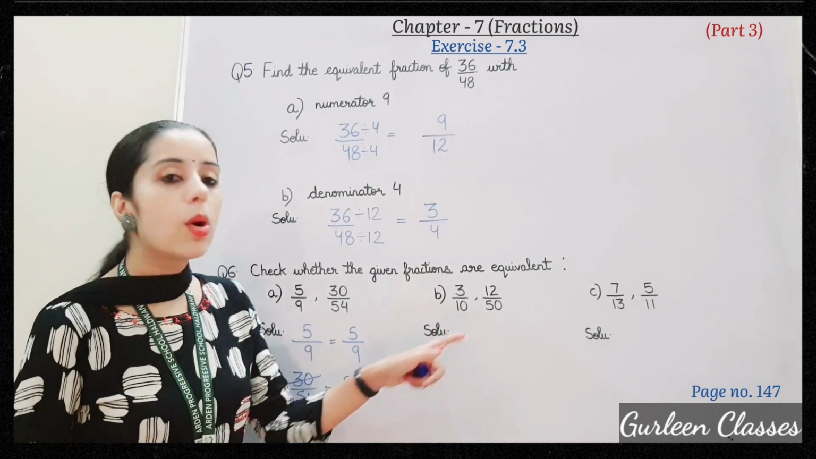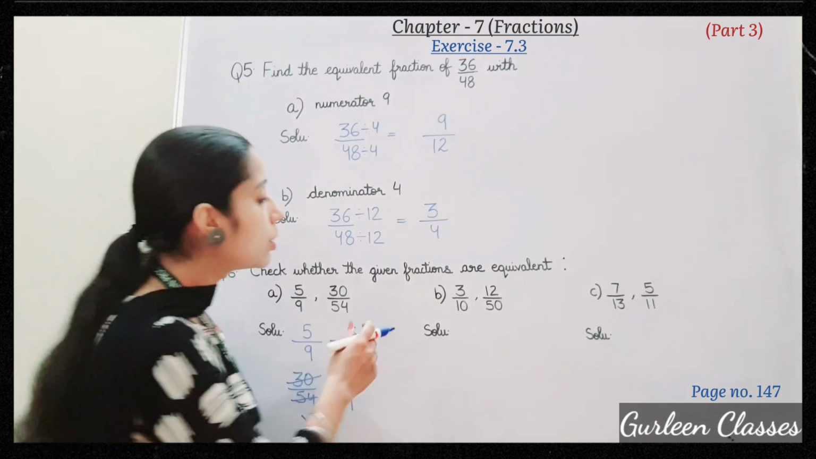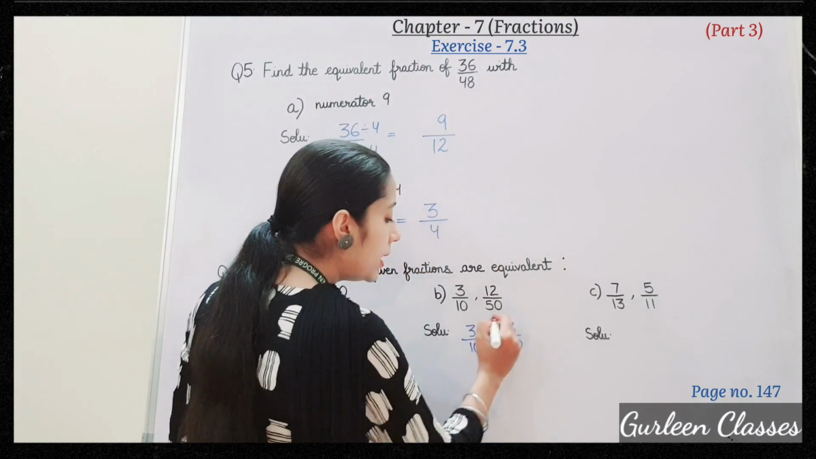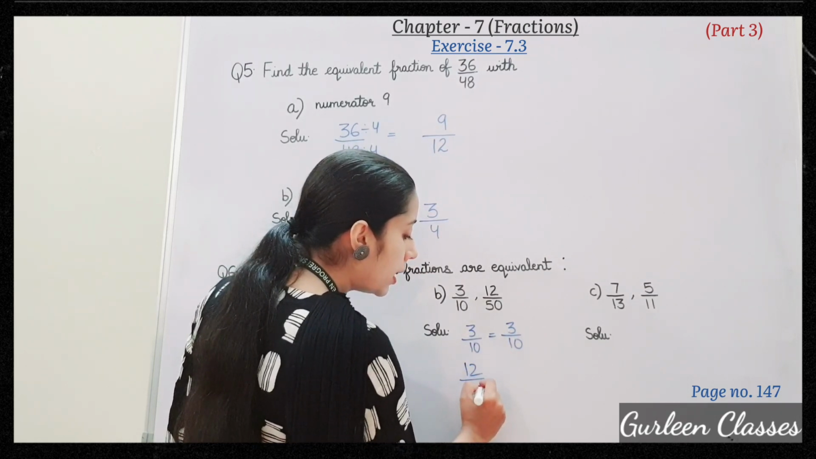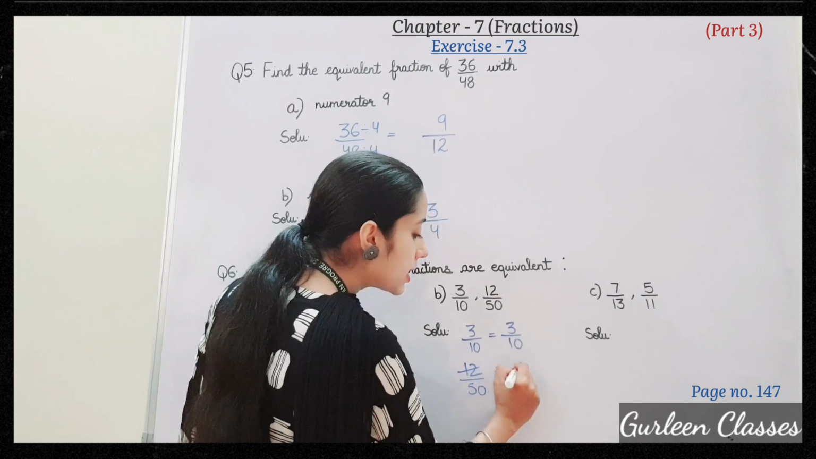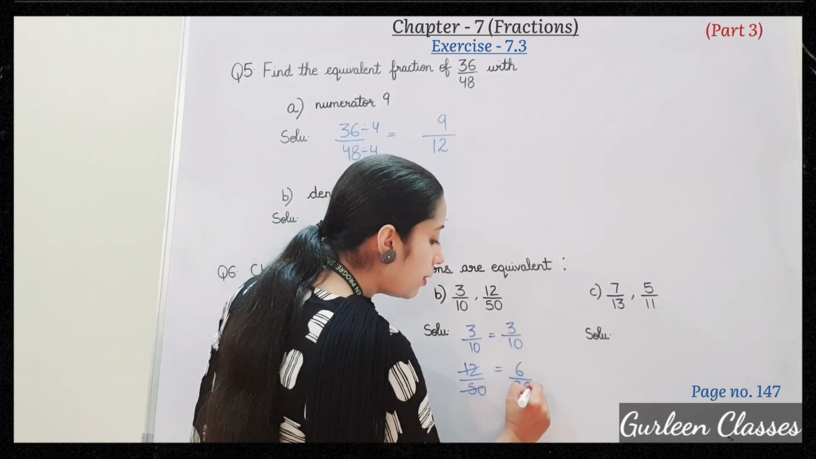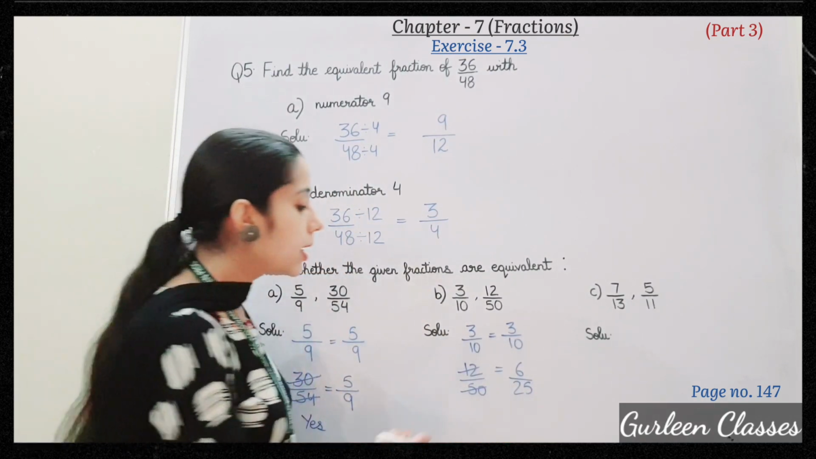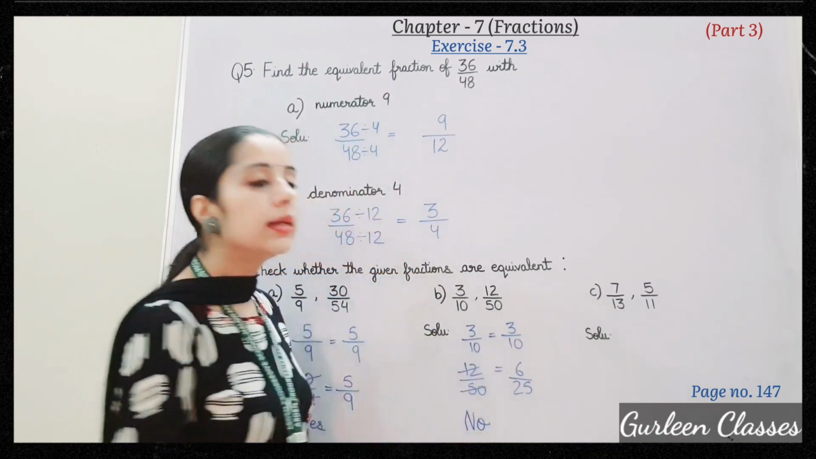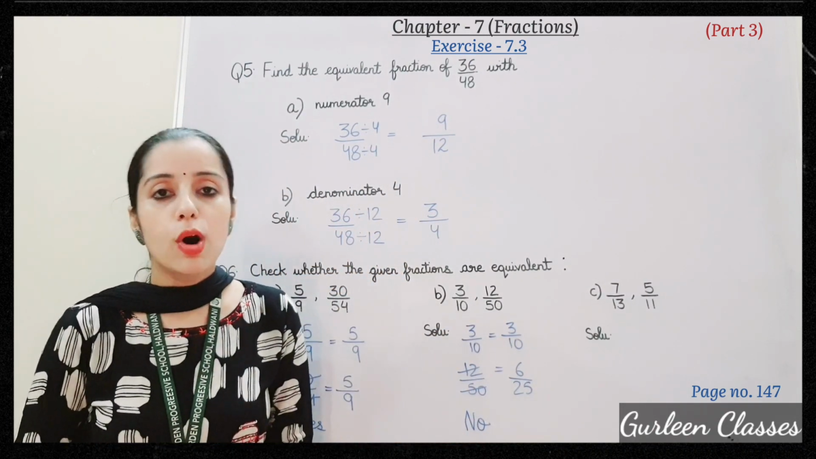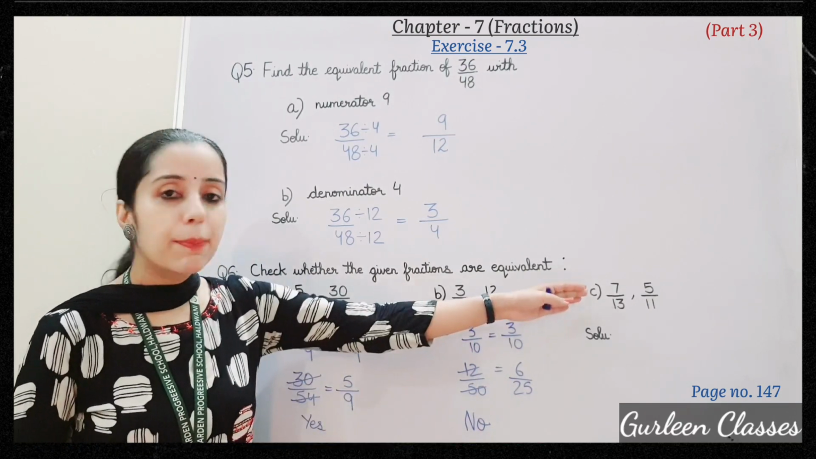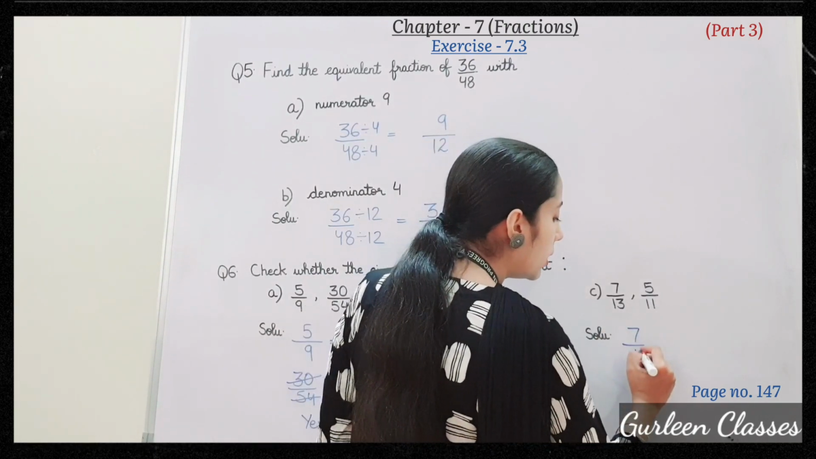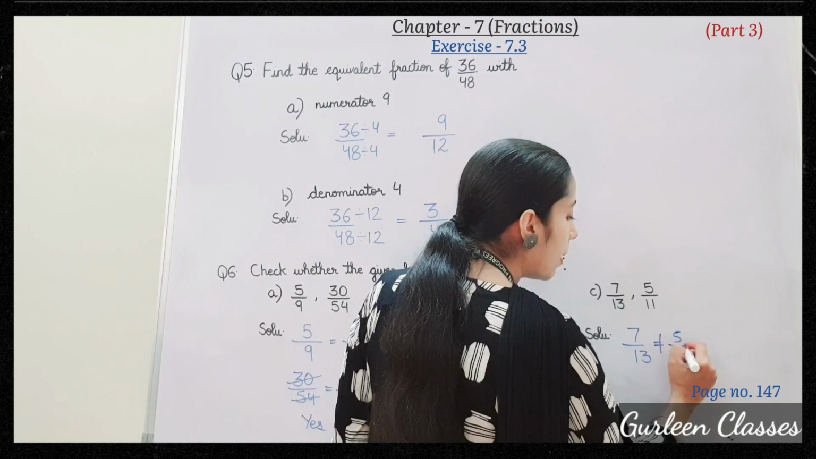B: 3 upon 10, 12 upon 50. So 3 upon 10 is already reduced to lowest terms. Next we have 12 upon 50. Reduce to lowest terms. 2 6s are 12. 2 25s are 50. So 3 upon 10 and 6 upon 25 are not equal. So the answer is no. They are not equivalent. C: 7 upon 13 and 5 upon 11. Clearly we can see that these are prime numbers and they cannot be reduced further. So the answer is 7 upon 13 is not equal to 5 upon 11.